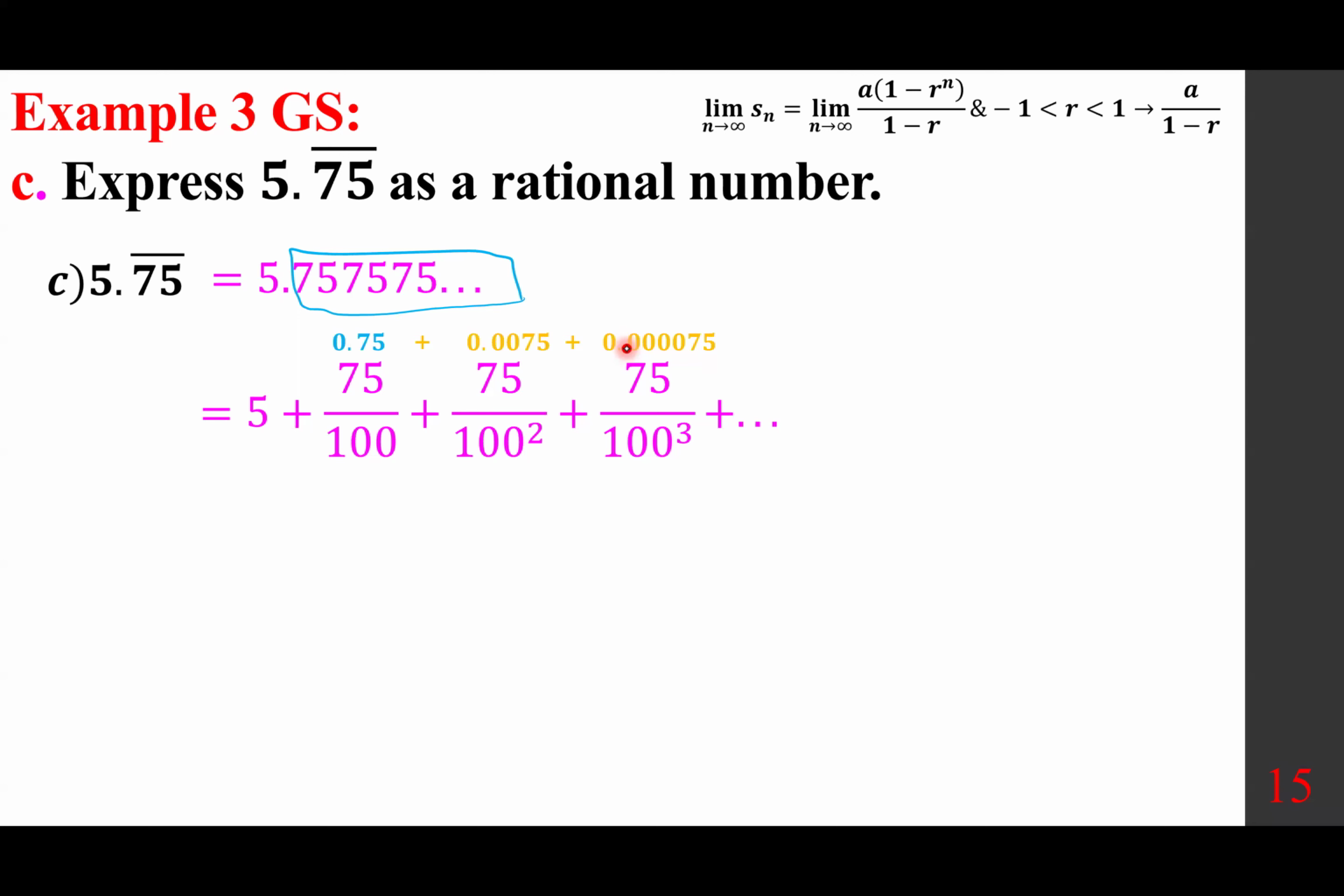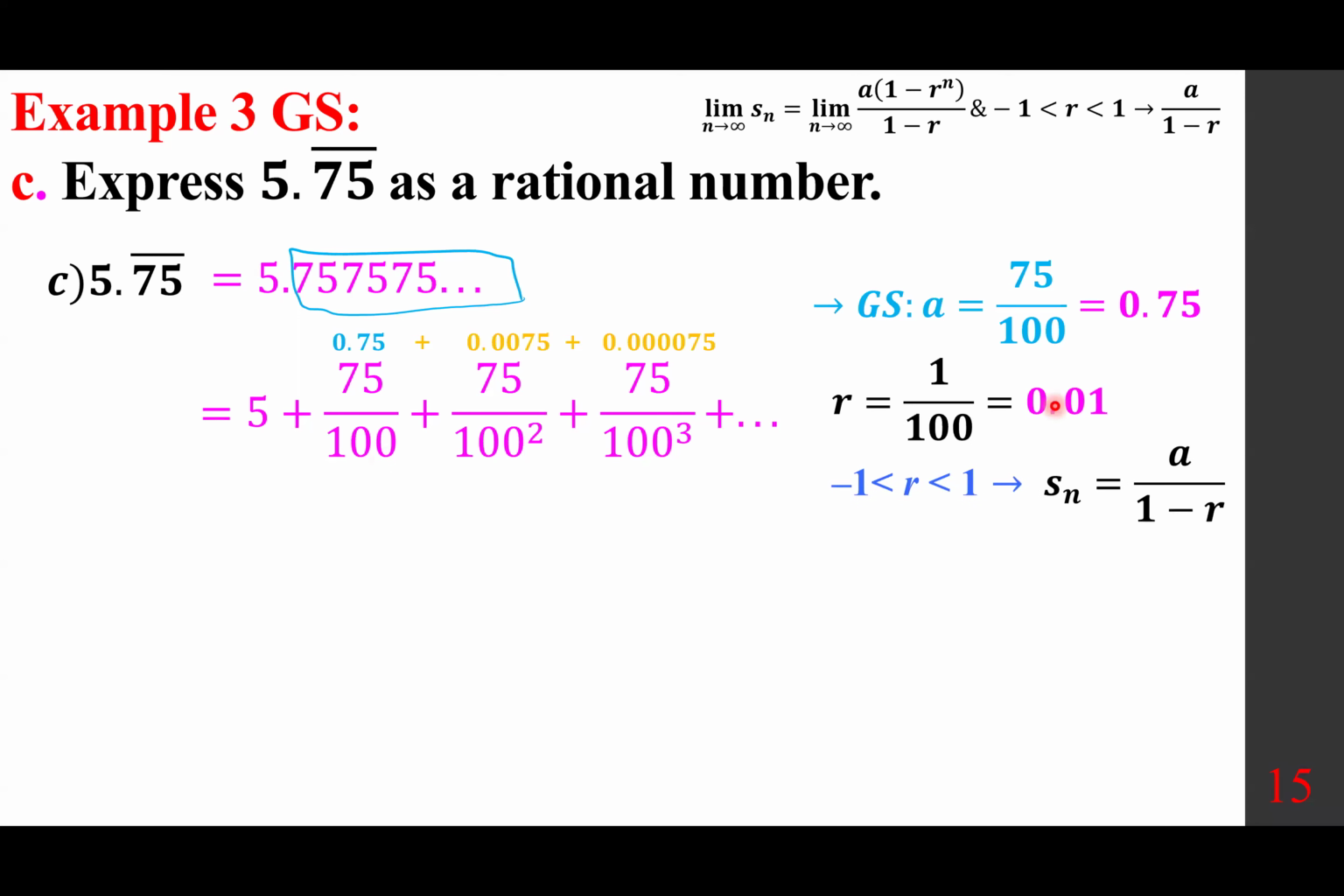So again, this part is identical conceptually to the previous one. We're going to work on it. So we're going to write 5.75 bar is 5 plus 0.75 bar. And that uses a over 1 minus r, because the first term is this, 75 over 100 or 0.75. And r is the same r as the previous one. Notice this is 100 times larger than this. So the fraction is 100 times smaller. So r is 1 over 100 or 0.01.